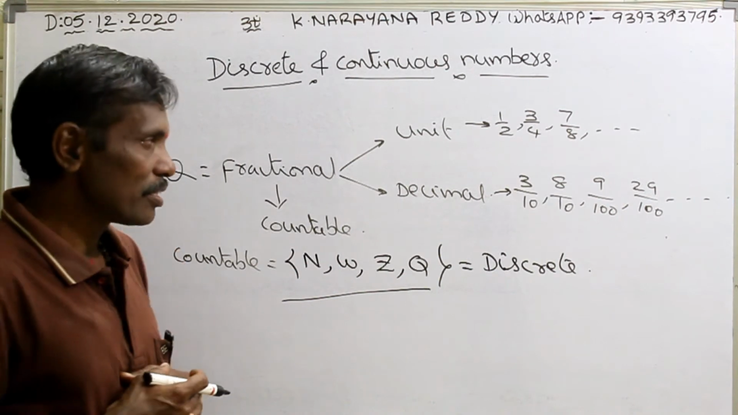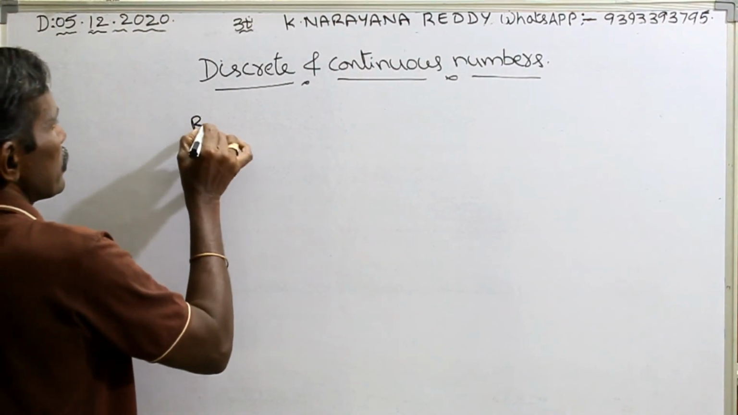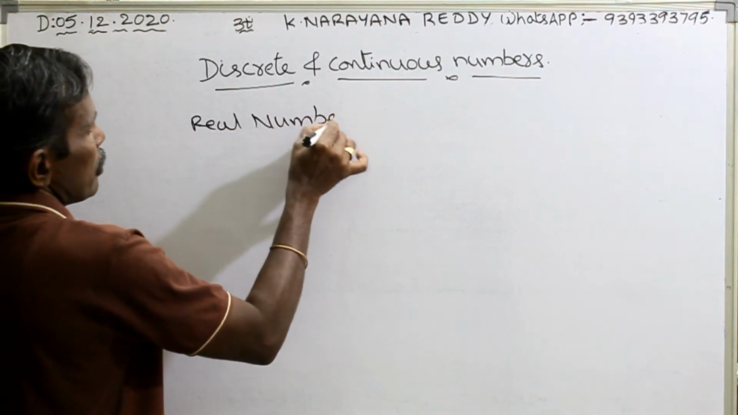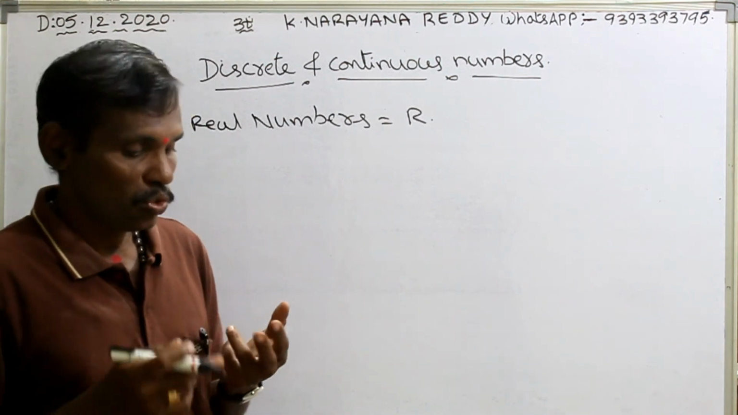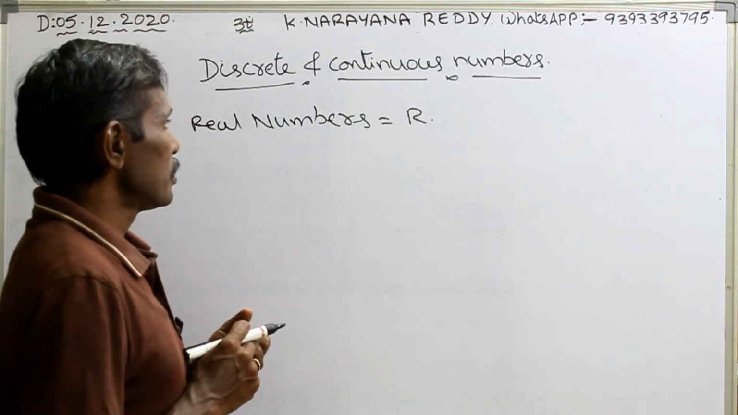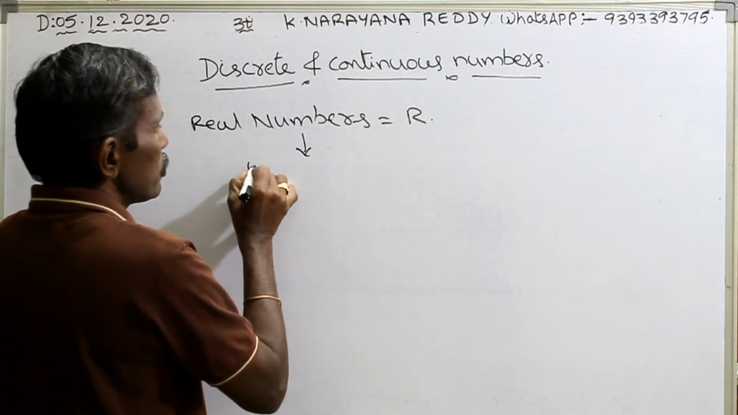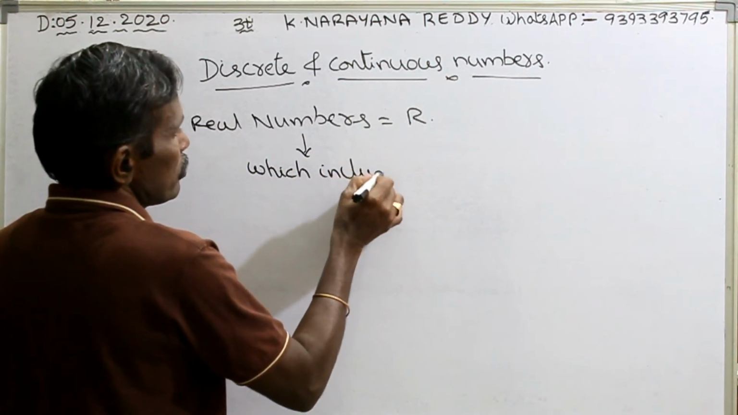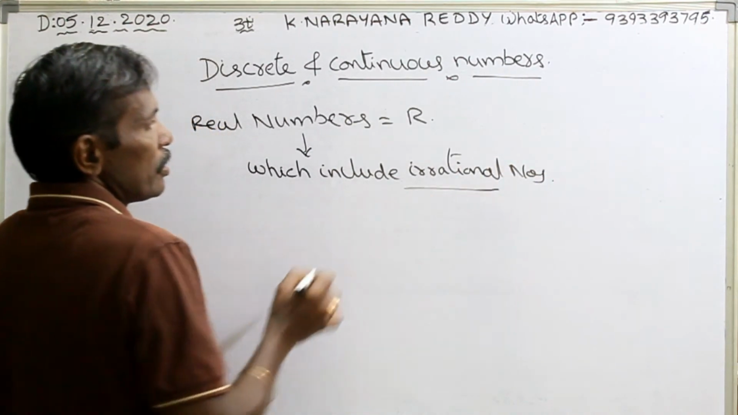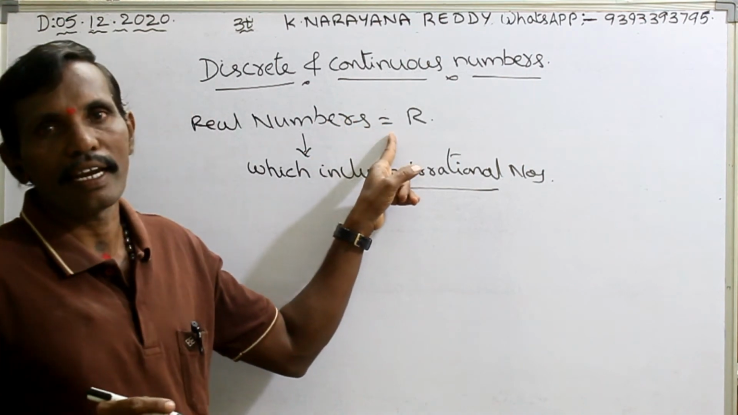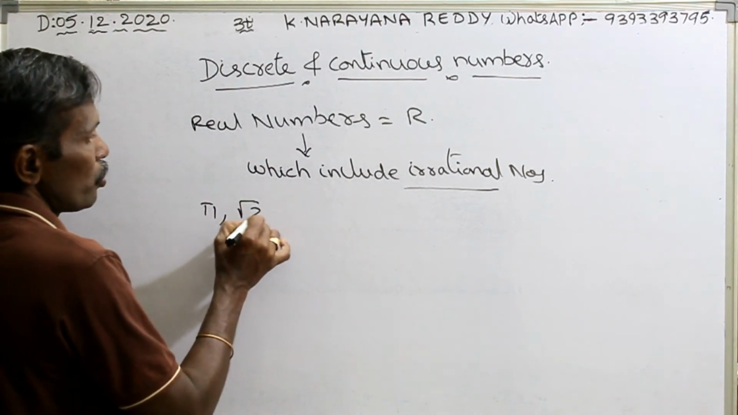Real numbers are continuous numbers. Why? Because these numbers contain irrational numbers. Real numbers are denoted by R. For example, natural numbers, whole numbers, integers, and rational numbers do not contain any irrational numbers. But real numbers include irrational numbers. That is why those are continuous numbers. For example, you can take pi, root 2, etc.